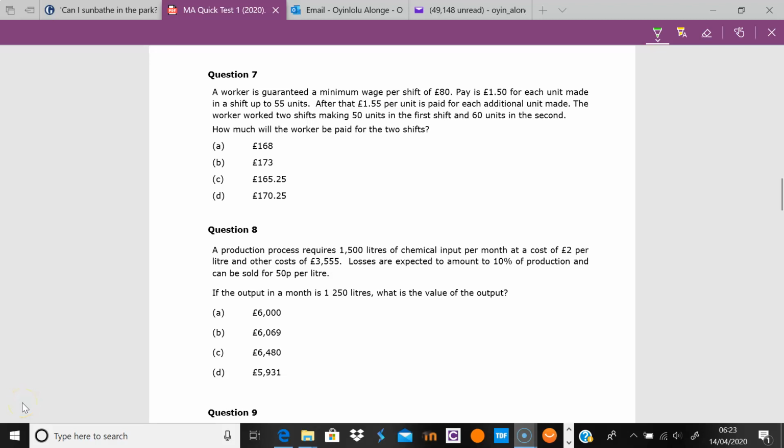Right, hi, question 7. Here it says that a worker is guaranteed a minimum wage per shift of £80. So let's call that shift 1 and shift 2. £80 is the minimum, and the pay is £1.50 for each unit, for each shift up to 55 units. So here we have 55 units.